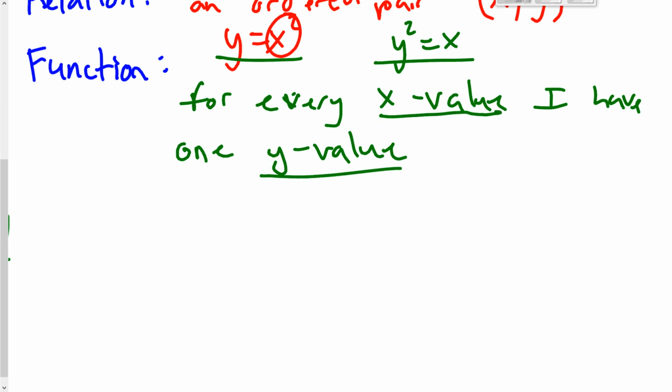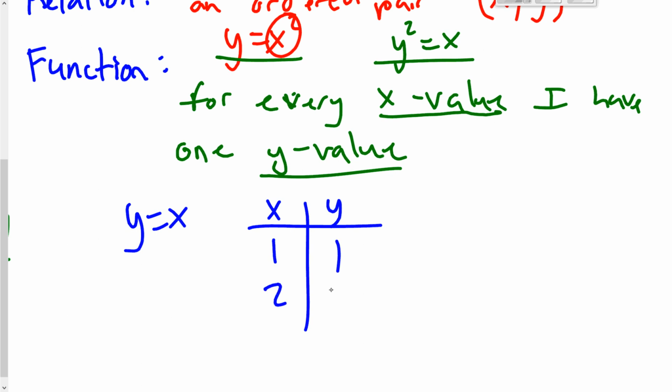So for instance, y equals x. For every x I put in, I only get one y out, right? So I put in 1, I get 1. I put in 2, I get 2. I put in -1, I get -1. So for every x value, I get one y value. It's not quite 1-to-1, but for every x, there's one y. So I have one arrow coming from my x and going to my y.